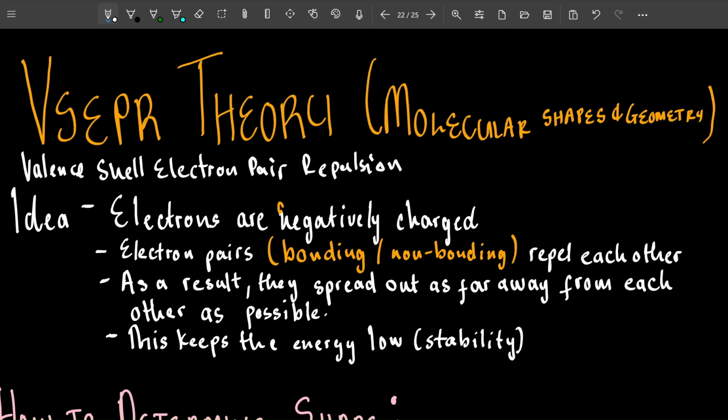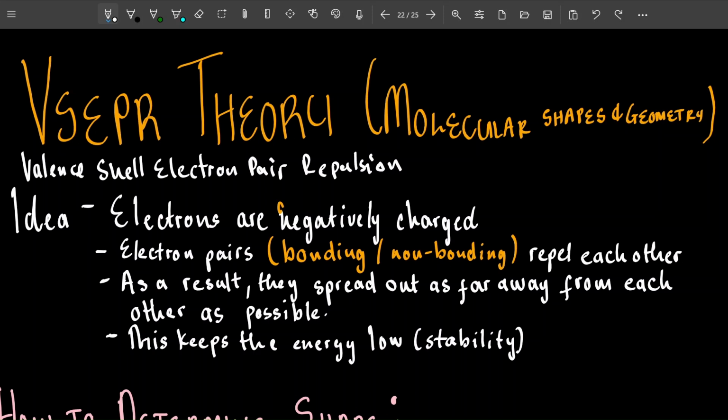Okay, valence. You know that the valence shell is the outermost shell, right? The outermost energy level. We've gone through that, the difference between shell, subshell, and orbital. It helps. So the valence shell is the outermost shell, and we are looking at electron pairs in the outermost shell that are repelling one another.